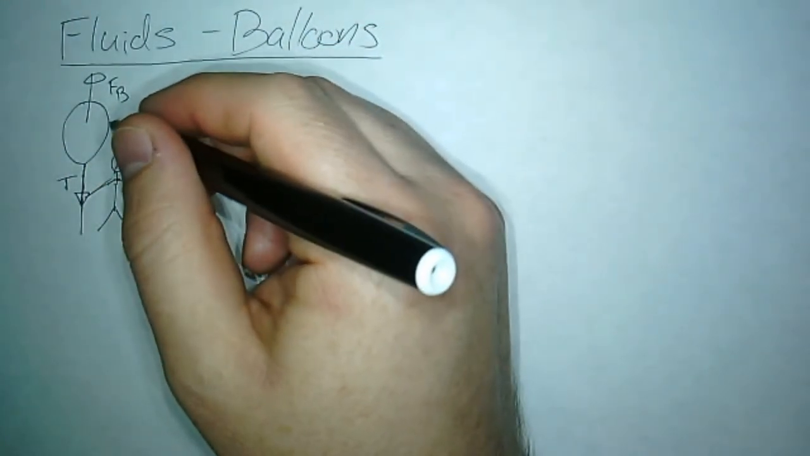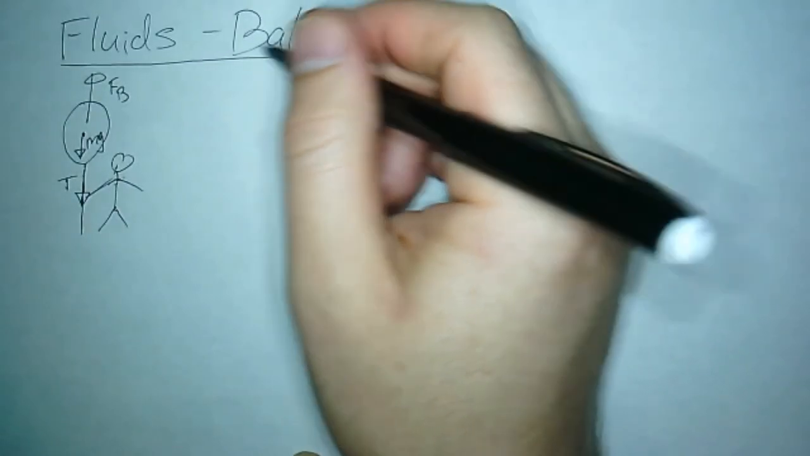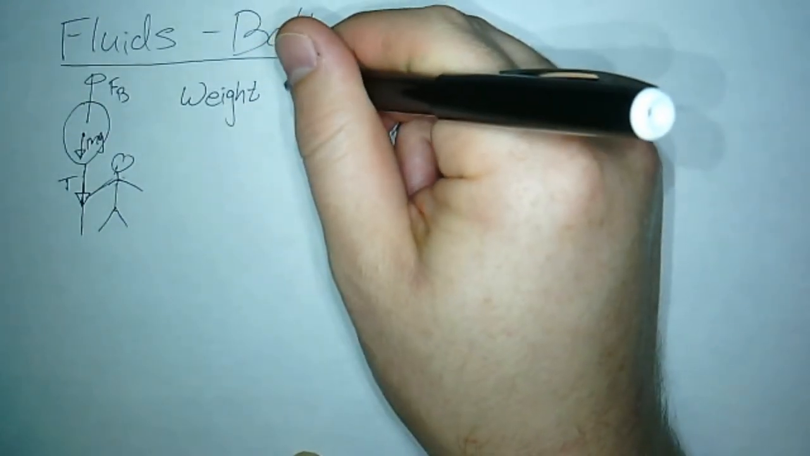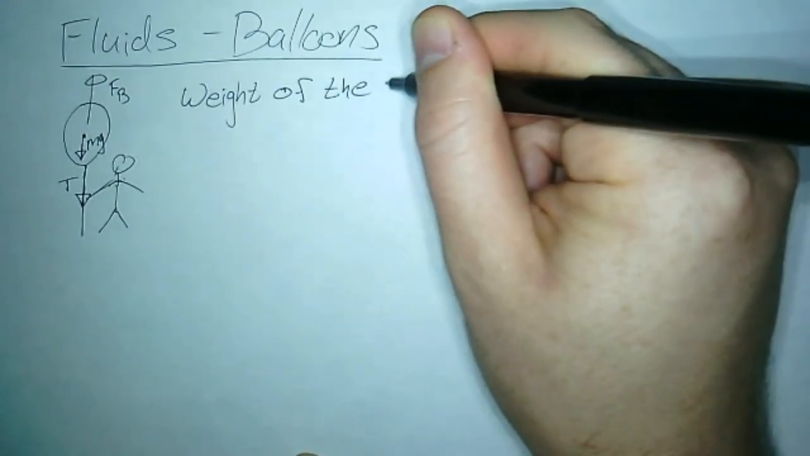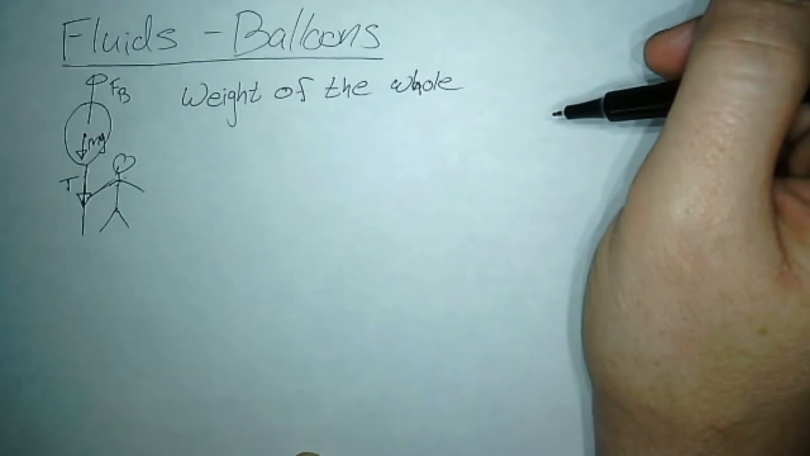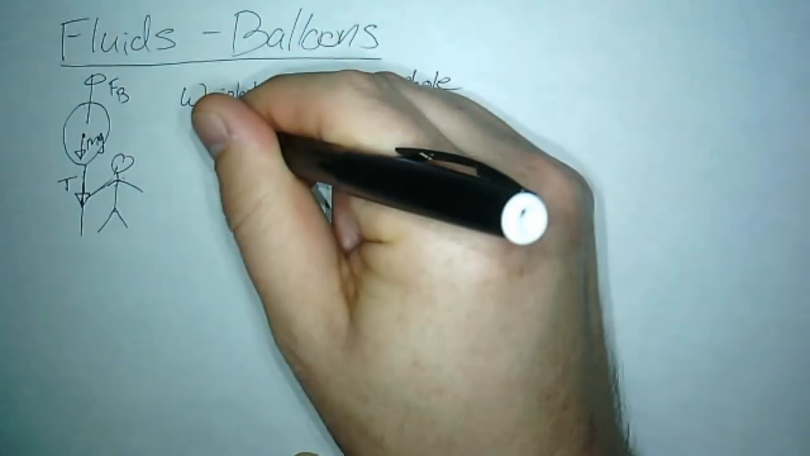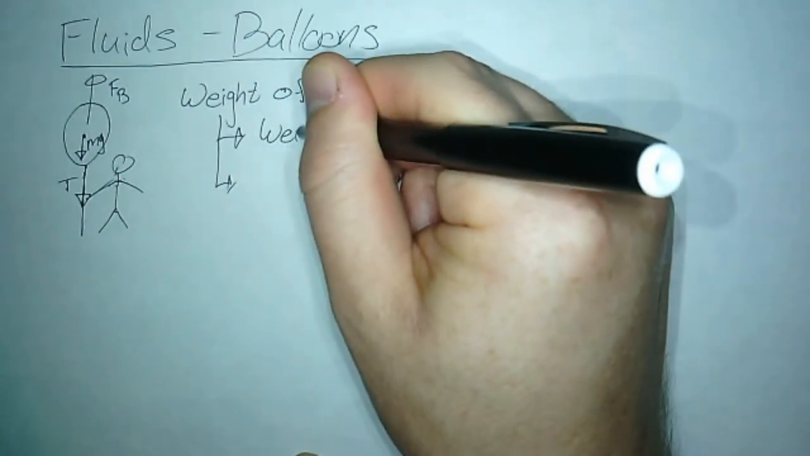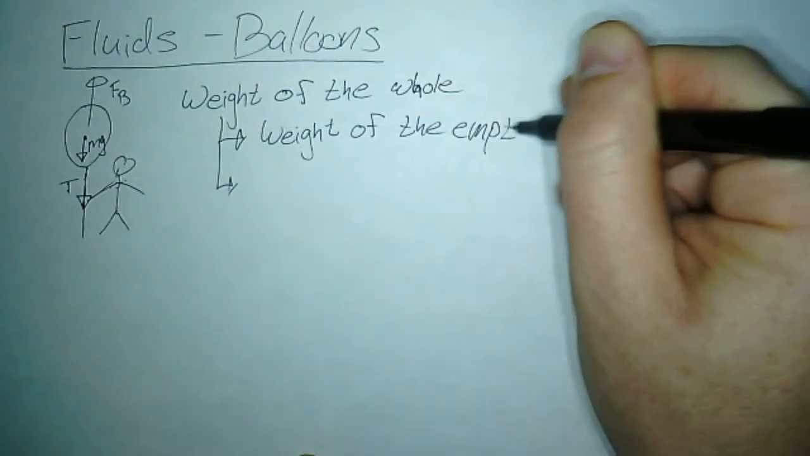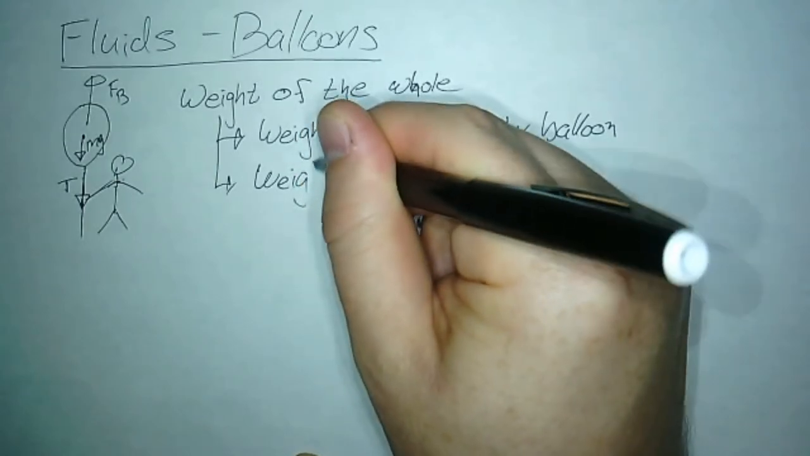So, do not forget to include the weight of the balloon, though. Now, depending on the question, sometimes AP likes to ask where you have the weight of the whole balloon. Right, so that's going to be plastic and the gas inside. Sometimes they want to do them separately. So you sometimes break this down into pieces and say like weight of the empty balloon. And then also weight of the helium or air or whatever.